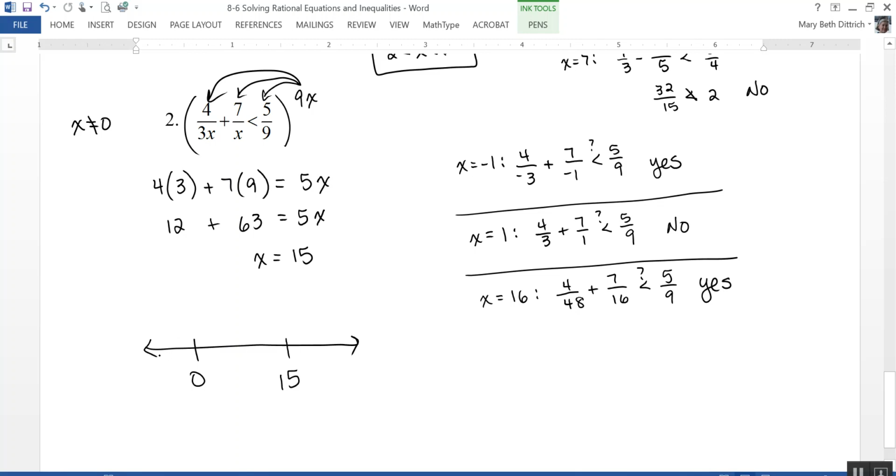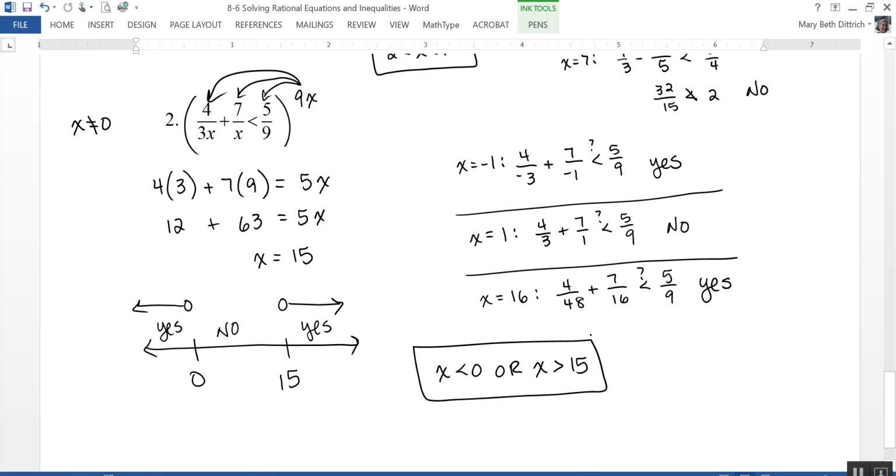So when I tested -1 for this first interval, that worked. So this region is a yes. When I tested +1, which is in this middle interval, that did not work. So that area was a no. And then I tested x equals 16, which is greater than 15, and that did work. So this area here is a yes. So if I were to graph this inequality, it would look something like this. And that is a straightforward OR inequality. So my solution would be x is less than 0 or x is greater than 15.